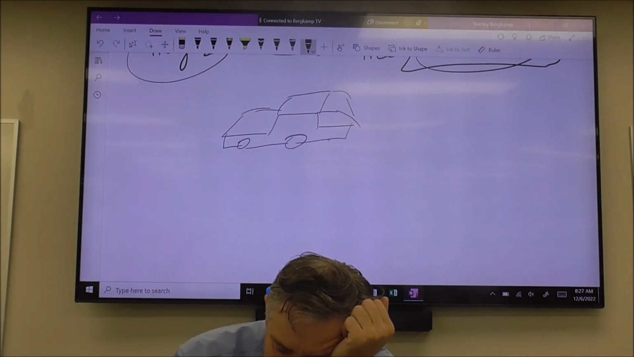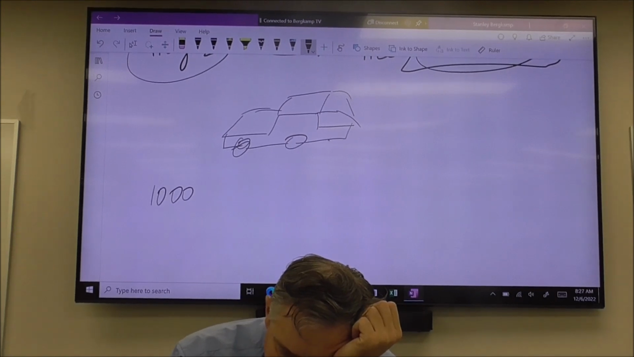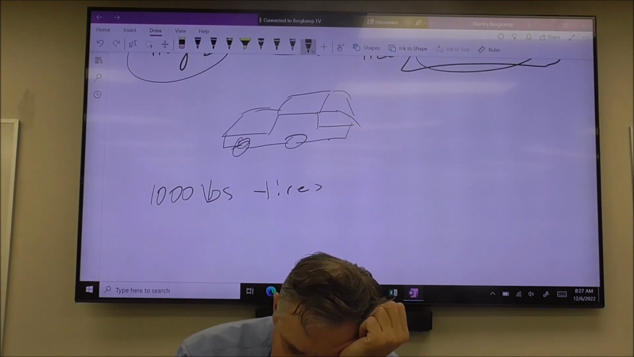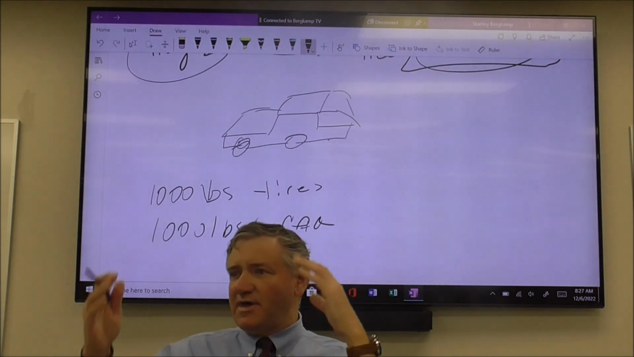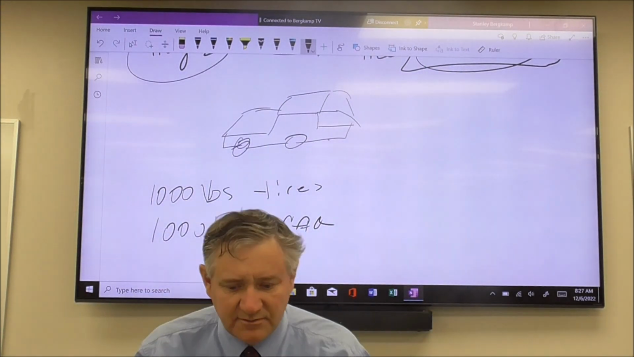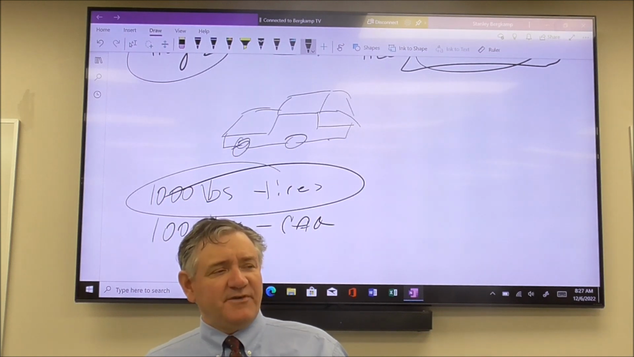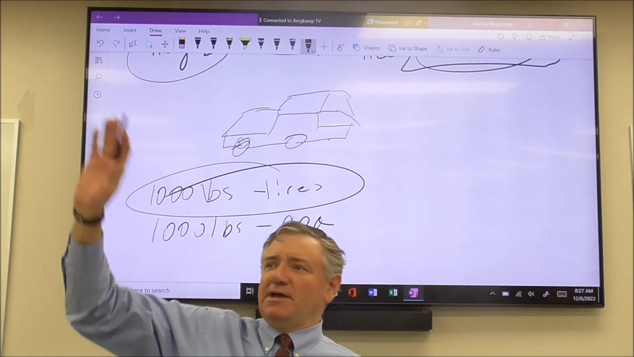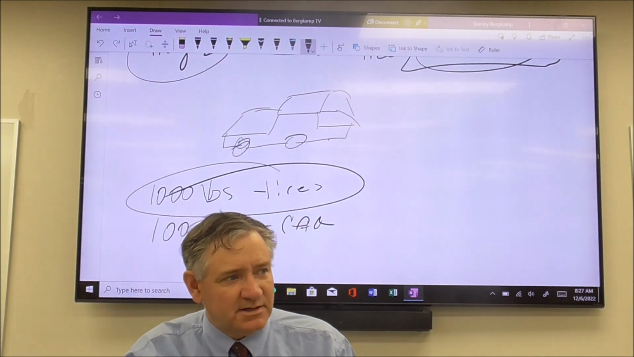It's a horrible car, but you get the point. And we're going to have 1,000 pounds of tires, and we're going to have 1,000 pounds of the car itself, without the tires. So I have 1,000 pounds of the metal, the seat, the car itself, and I have 1,000 pounds of tires. Obviously, if I have 1,000 pounds of tires, I can produce a lot of cars because each tire doesn't weigh very much.